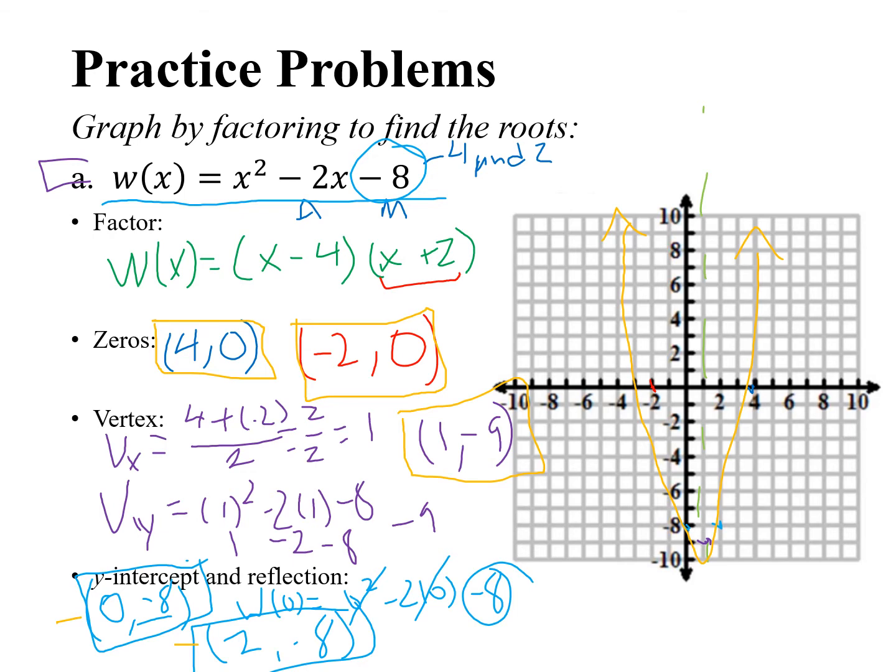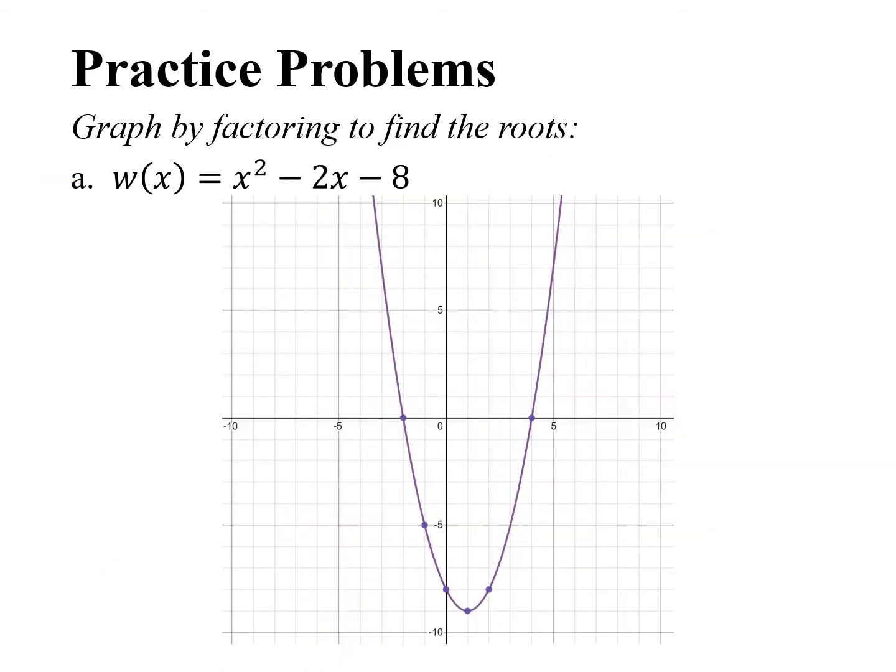If I take a look at this, here it is plotted on Desmos, which gives a much prettier curve than my messy lines here. But I see those same spots. I see my 2 roots, I see my vertex, and then I see my y-intercept and the reflection. Those are the 5 points that I should be able to identify on a graph.